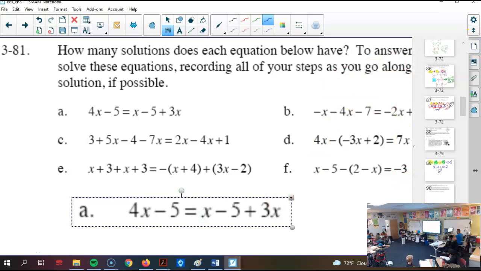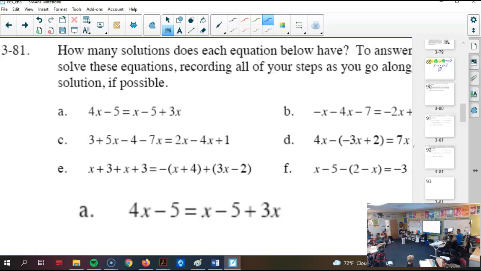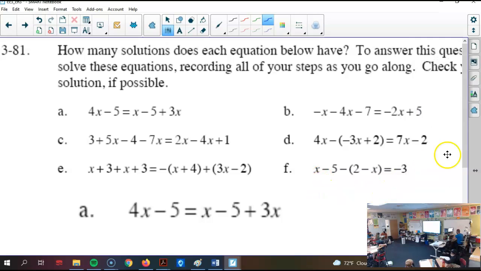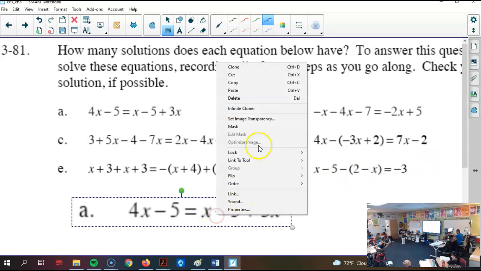Oh, more math. What are you complaining about? I'm just spreading out the problems. Cool. I'm not talking about you. I'm talking about myself. I can't do math.